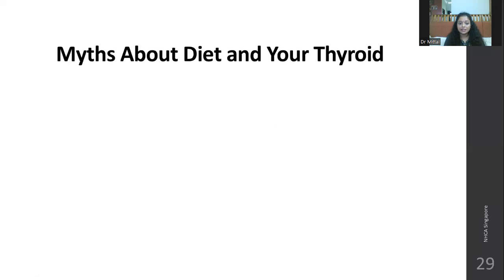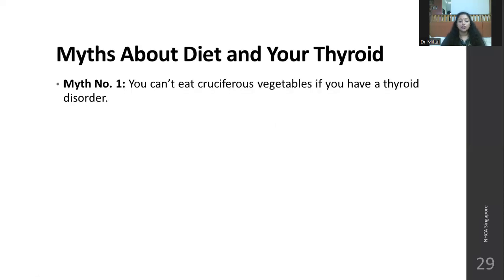Coming to the myths about diet and your thyroid. First myth: you can't eat cruciferous vegetables if you have a thyroid disorder. It is wrong. You can have them in limited quantity with proper portion control, because hypothyroidism and its association with cruciferous vegetables is seen only in some rare cases where they are eaten on a daily basis in an excessive amount.